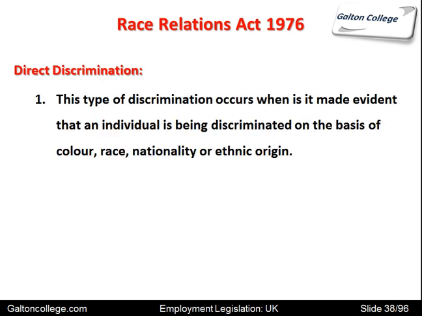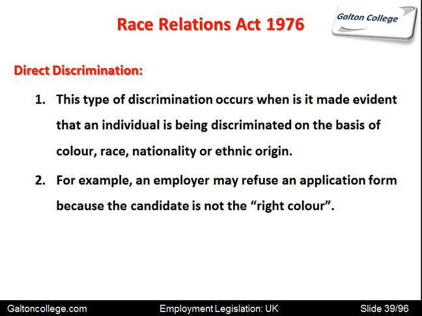Now, direct discrimination. Well, this type of discrimination occurs when it's made evident that an individual has been discriminated on the basis of colour, race, nationality or ethnic origin. It's when it's explicit. It's when somebody says it out loud and makes it clear that the person is not getting the job because of his or her colour or race or whatever. That is direct discrimination. For example, an employer may refuse an applicant an application form because the candidate is not the right colour.